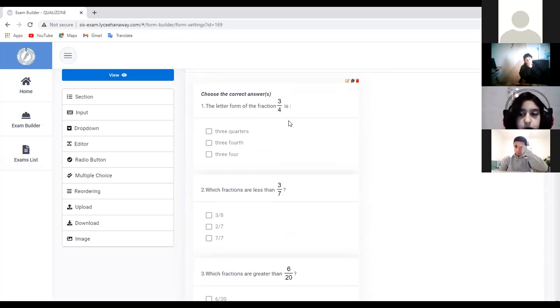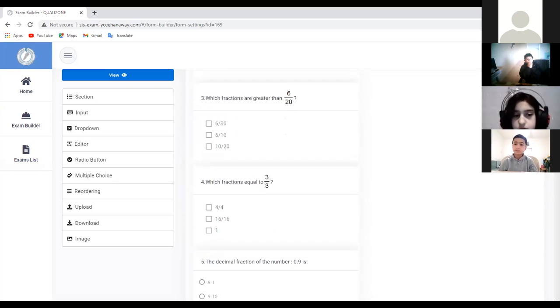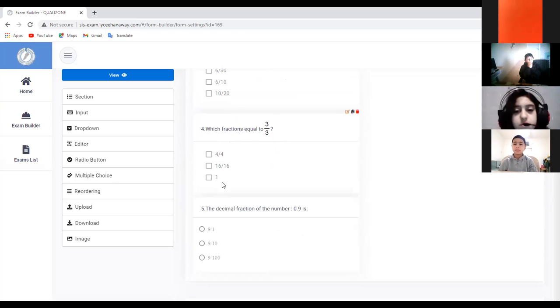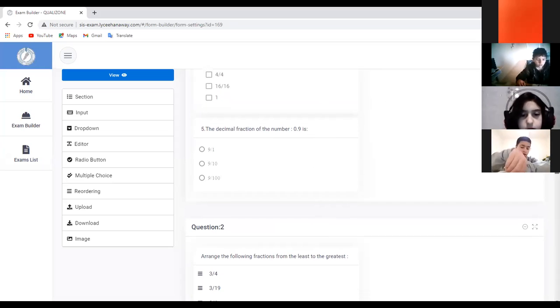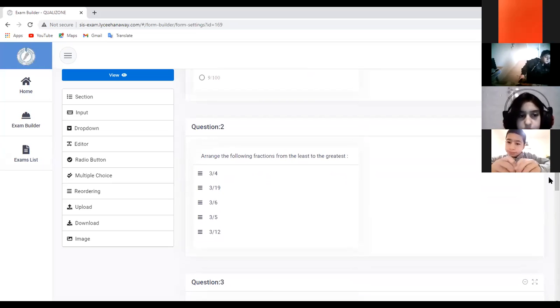So here, the letter form of the fraction 3/4 is 3/4 or 3/4, both of them are correct. So you have to put a tick at both. In each one, we have more than one correct choice. And here, which fraction is equal to 3/3? All of them. 4/4 equals 3/3, and 16/16 equals 1, because all of them are full marks. So you have to put a tick at all the squares. But in the fifth part, the decimal fraction of 0.9 is just 9 out of 10, not 9/1 or 9/100. So when I see circles, we have just one correct choice, whereas when I see squares, how many correct choices do we have? Maybe two, maybe three, more than one.